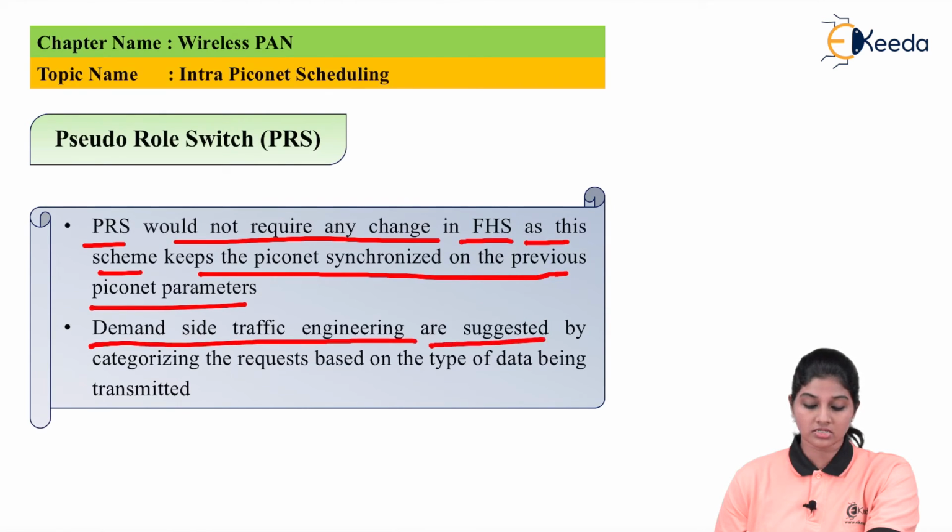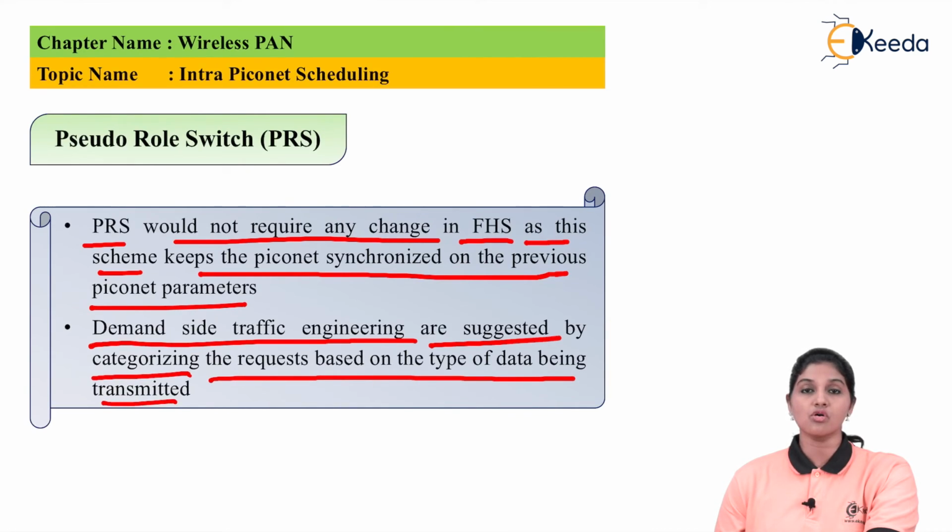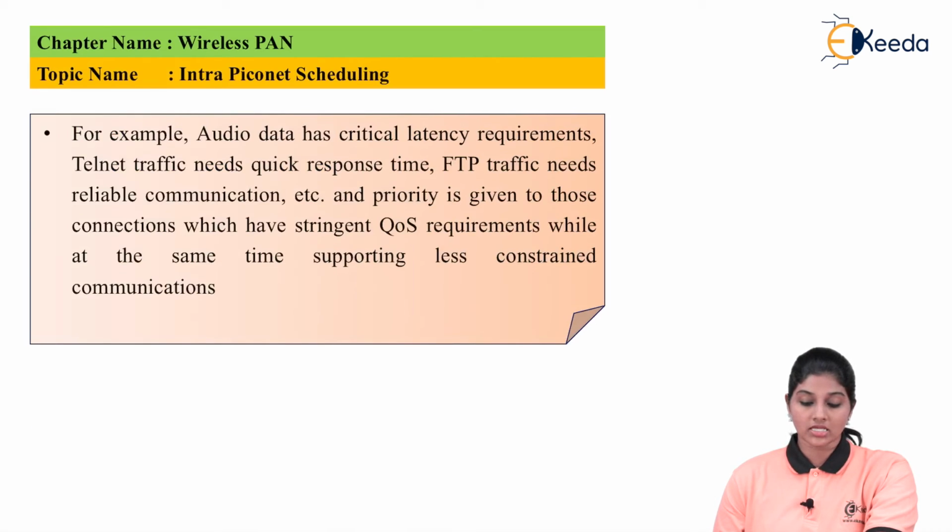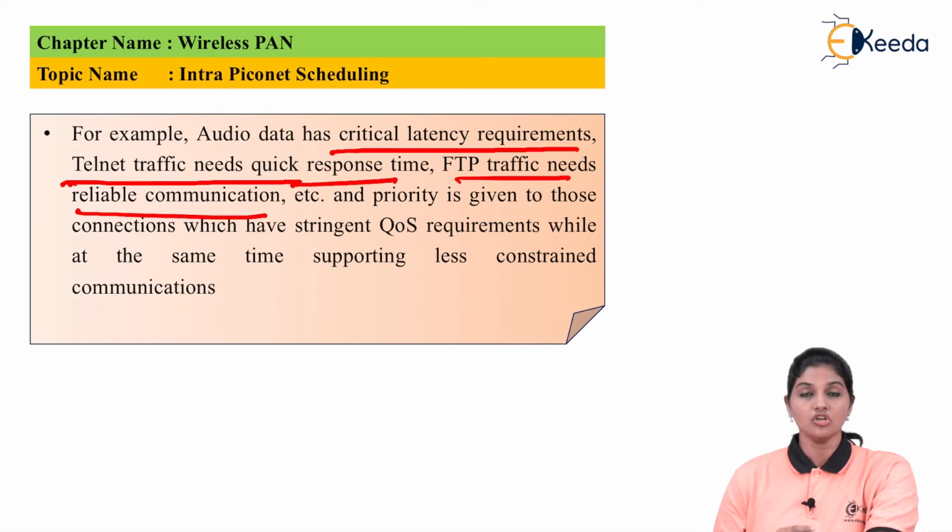Demand side traffic engineering is suggested by categorizing the requests based on the type of data being transmitted. What type of data is transmitted on the network, and how much data is transmitted on the network. By categorizing this data, it is possible to perform traffic engineering on the demand side. For example, audio data has a critical latency requirement, Telnet traffic needs quick response time, and FTP traffic needs reliable communication. So these are basically the requirements of the traffic. If we are considering audio, then the critical latency is the requirement. In case of audio, it is not permitted to have delay in the data communication.